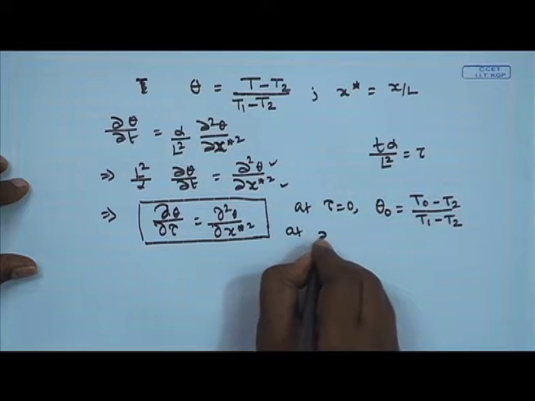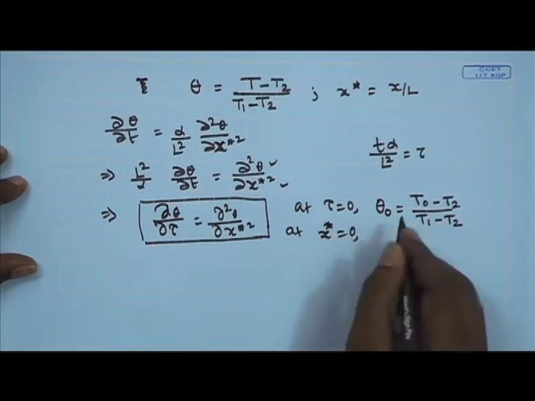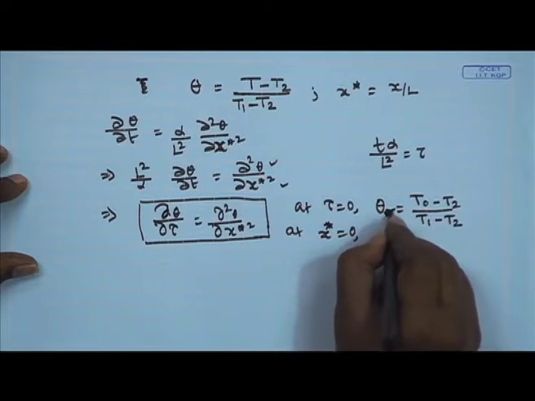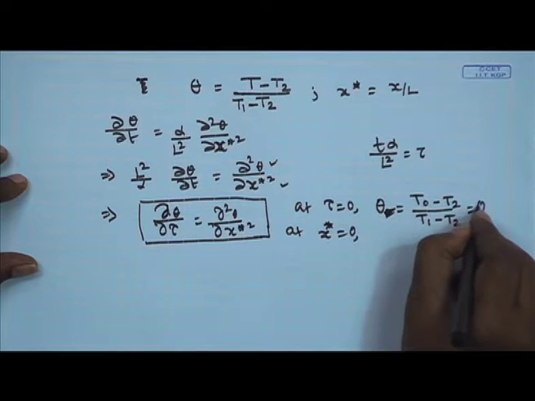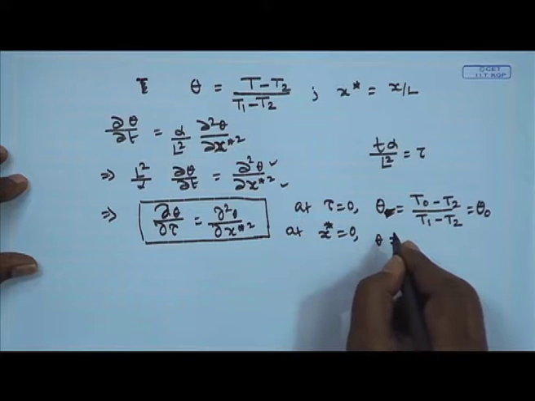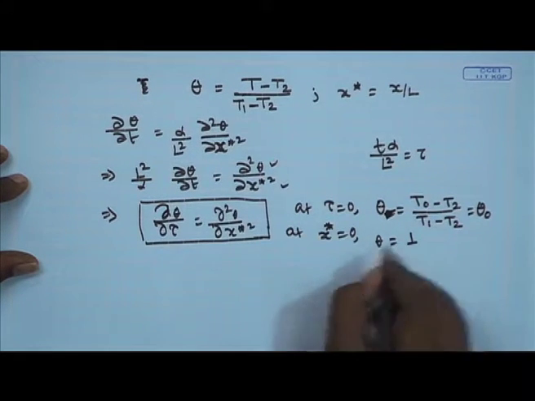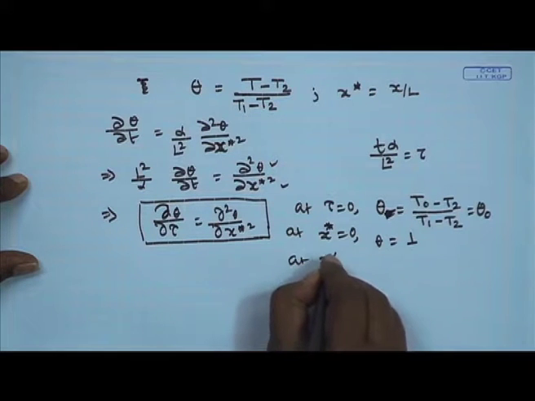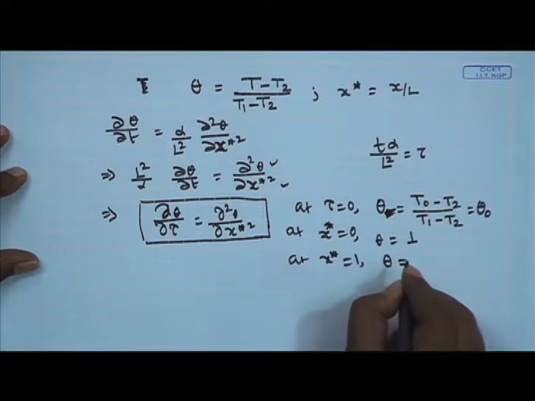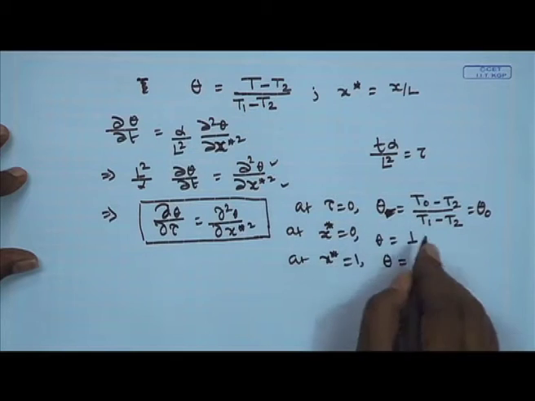At x is equal to 0, meaning x star equal to 0, theta is equal to t1 minus t2 divided by t1 minus t2, so it will be 1. And at x star is equal to 1, we have t is equal to t2, so theta will be equal to 0.